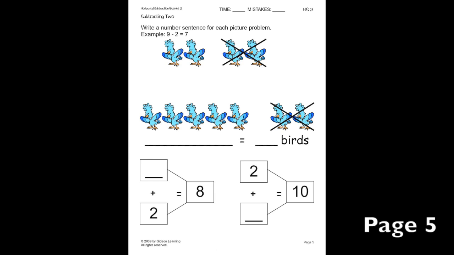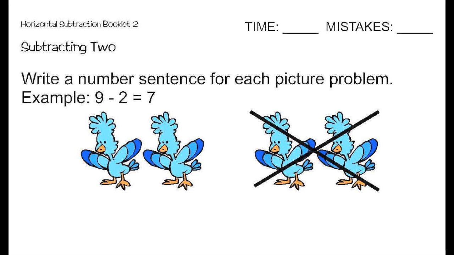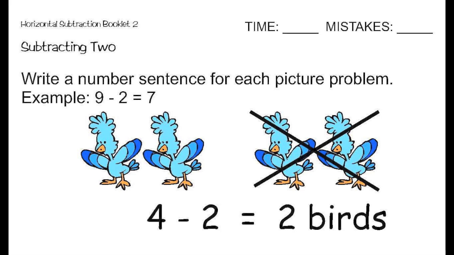So now, on page 5, we are going to work on picture problems. Let's first read the directions. They say, write a number sentence for each picture problem. So now let's do an example. On this first problem, we have 4 birds, and then we see that 2 flew away. So we had 4, and now we're going to take away 2, so we're subtracting 2. So 4 minus 2 equals 2. So there are 2 birds left.